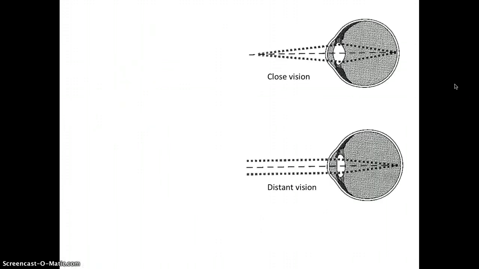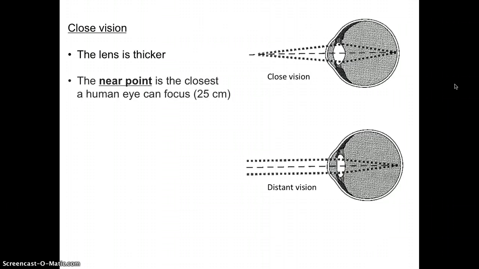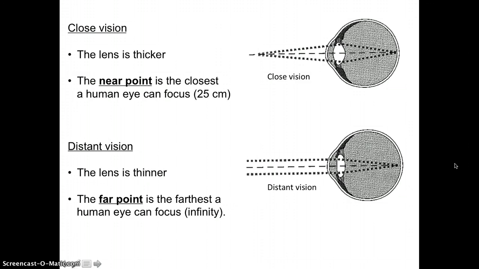Now, the eye is capable of looking far away and looking close up. Close vision requires a thicker lens. When we are looking as close as possible, we call that point the near point. It's the closest the human eye can focus, and it's about 25 centimeters. We also have distant vision, and here's a thick lens. By comparison, that's a thin lens. The lens is thinner, the far point is the farthest we can focus, and it's so far compared to 25 centimeters, we might as well take it to be infinity.